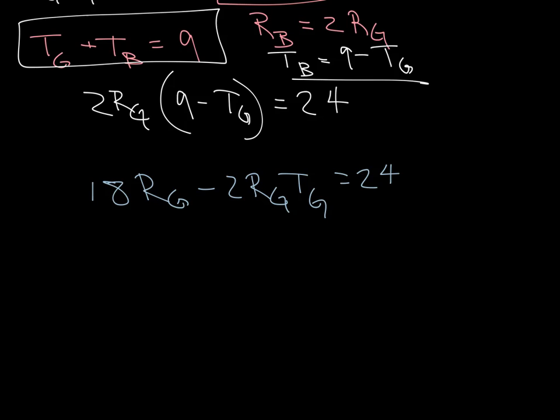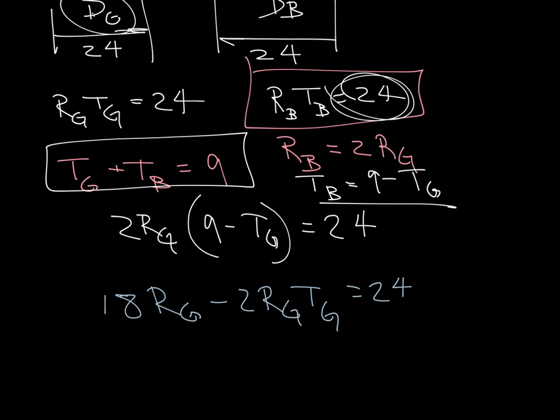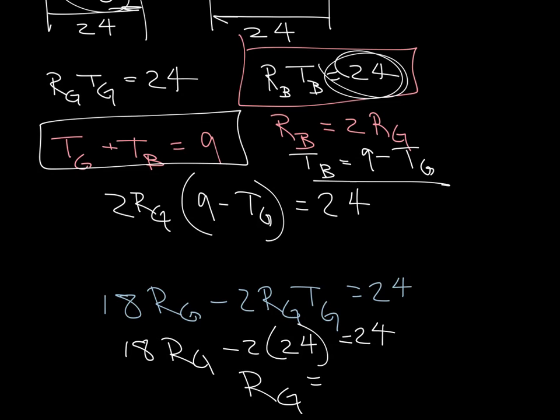Now, do we have anything that equals RG and TG? Let's look back up here and see. Yes, we do. Right here, we said that RG and TG is 24, so I'm going to replace that with a 24. And then when you do your math, your RG is going to turn out to be 4. So that's how fast he went.